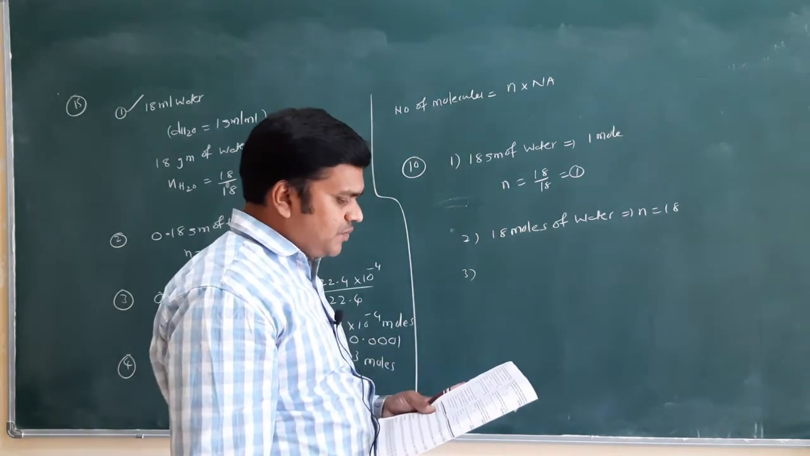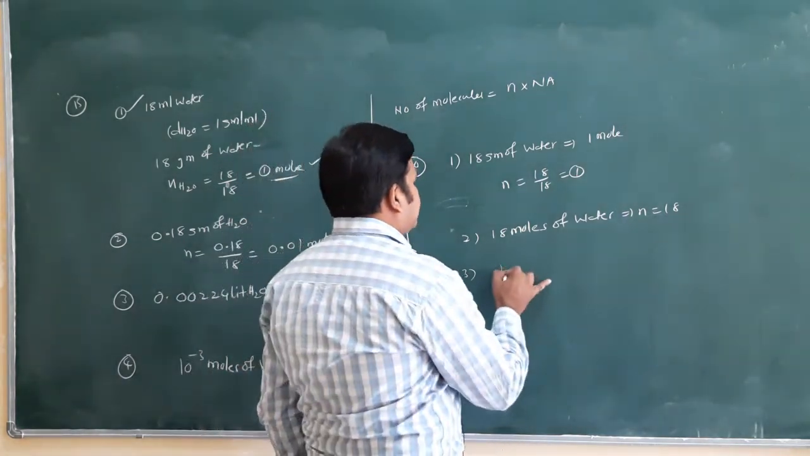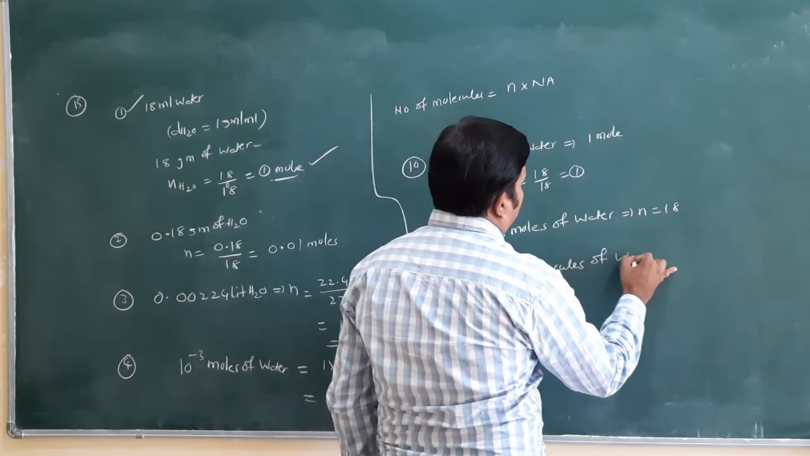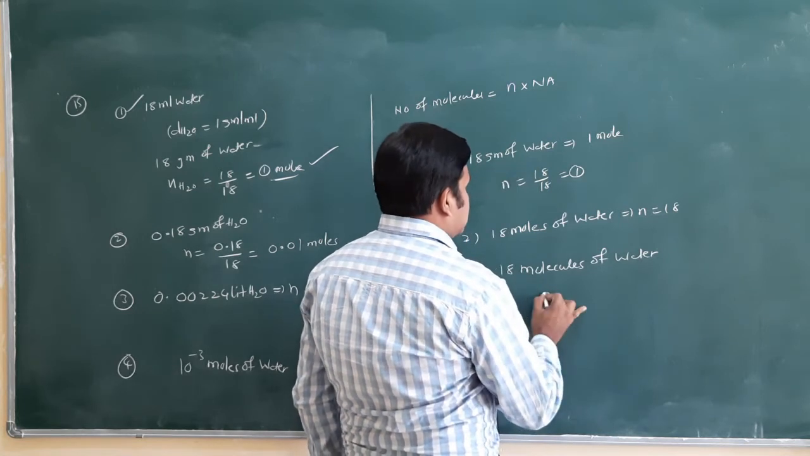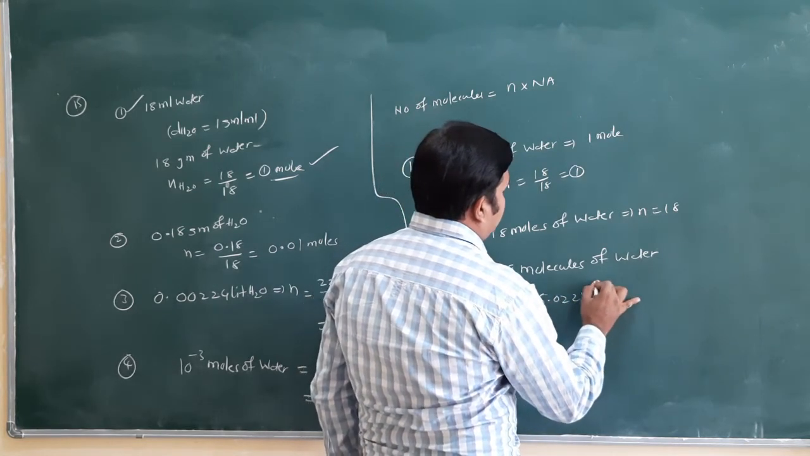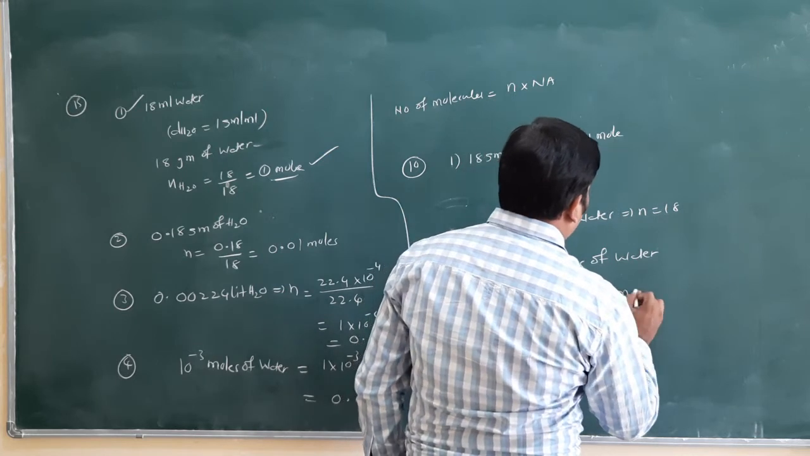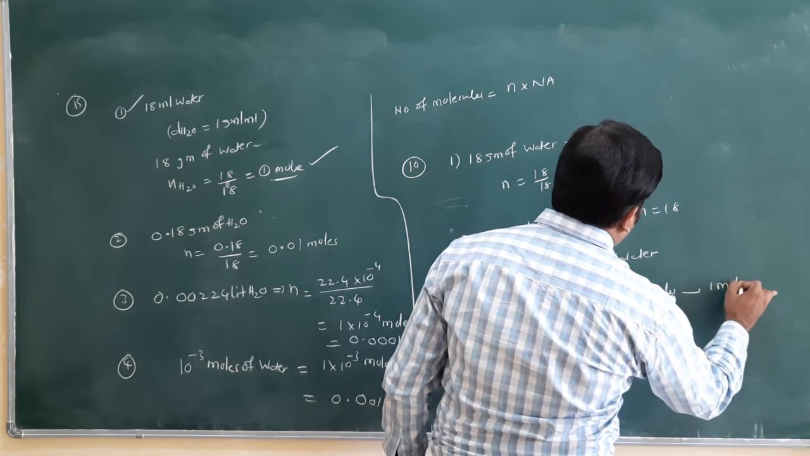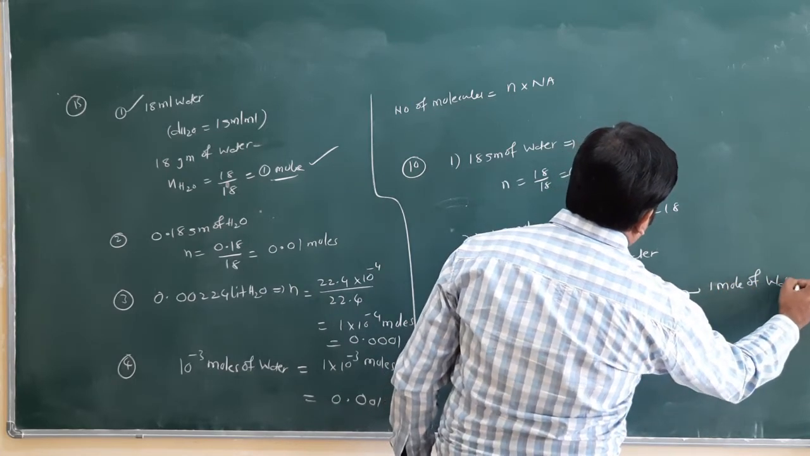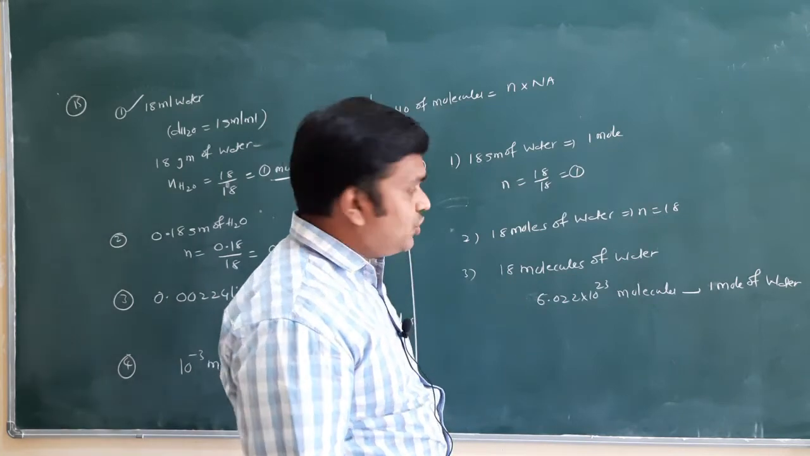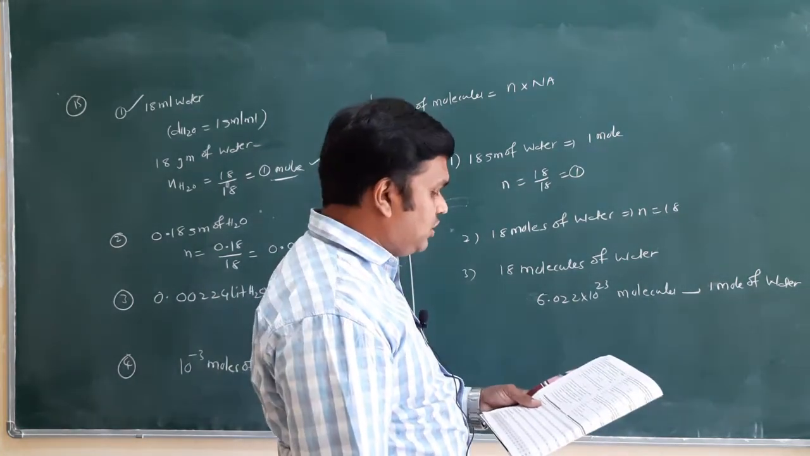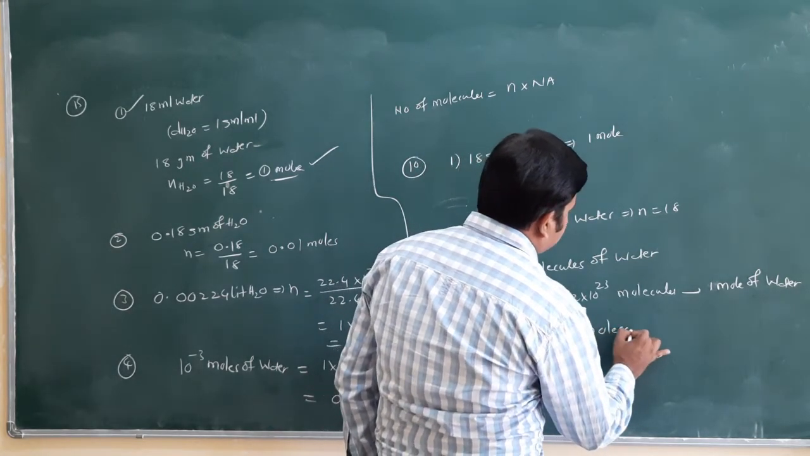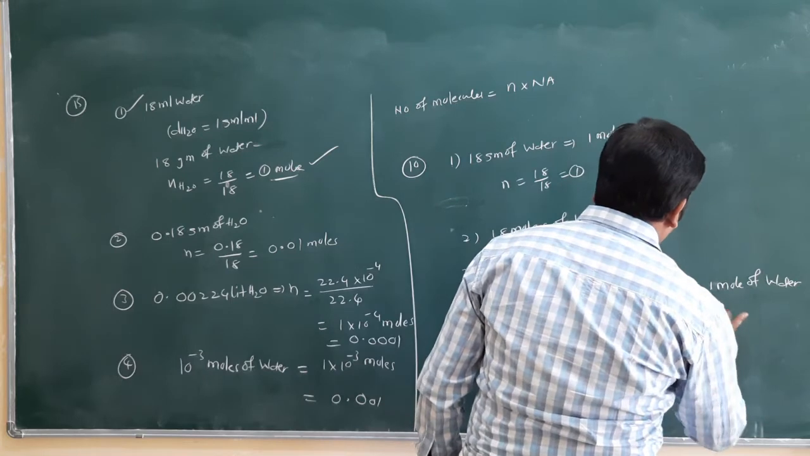And the third one, you can say 18 molecules of water. 6.022 into 10 power 23 molecules contain how many moles of water? We will write here 1 mole of water only. 6.022 into 10 power 23 molecules of water means 1 mole. But here, how many molecules are given? 18 molecules only. This 18 molecules contains how much weight?